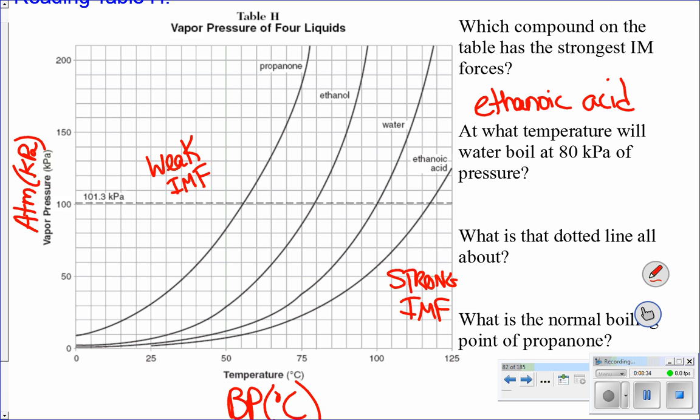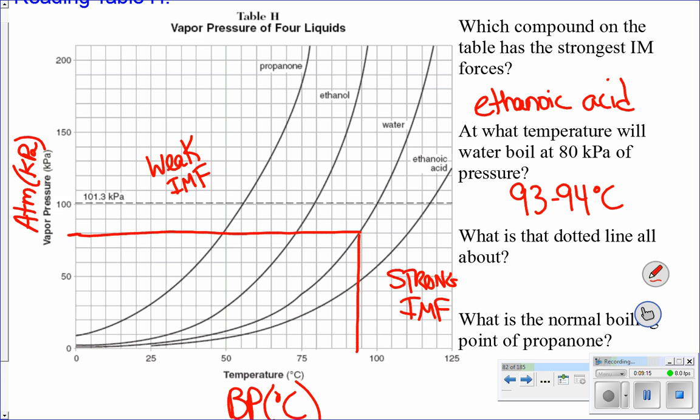If we want to determine what temperature water will boil at 80 kilopascals, we find 80 on our x-axis, so 50, 60, 70, 80 is right here. Remember those are kilopascals, and that's where our atmospheric pressure and our vapor pressure will be equal. So I can follow that over to the line for water, way over here, and then simply follow it down. It hits right under, remember this is by 5, so right under 95. I'd say about 93 to 94 degrees Celsius.